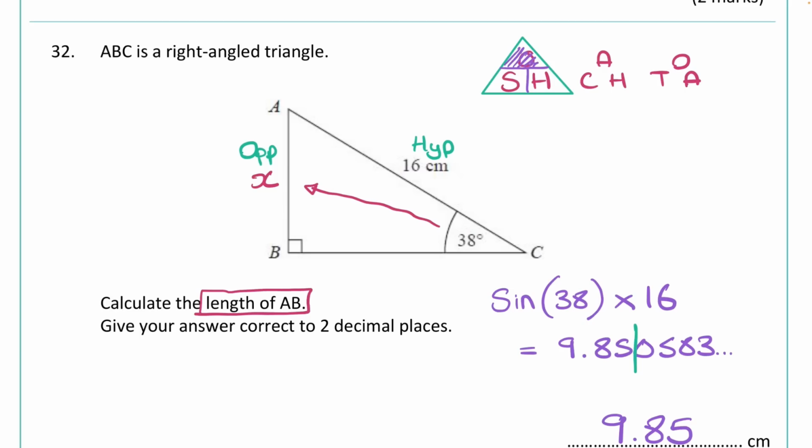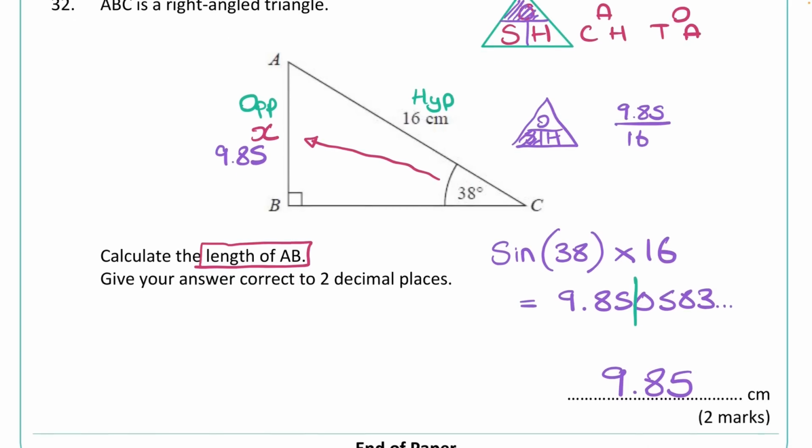If you are looking for an angle in a question, so for example, let's imagine this question gave us the 9.85 and it asks us to work out the angle of 38. Well, in that case, you would cover up the S, and it tells you to do O divided by H. However, if you do 9.85 and you divide it by H, which is 16, it will not give you the answer of 38. And that's because you need to do the inverse of sine in your calculator.